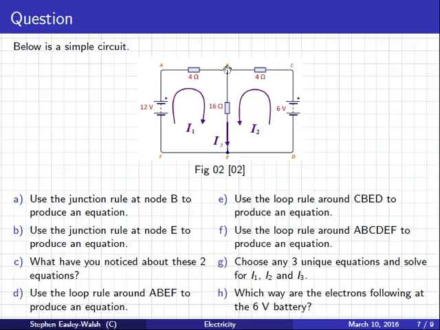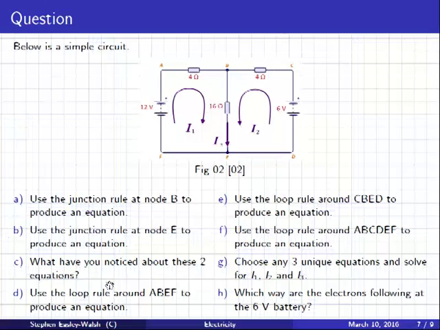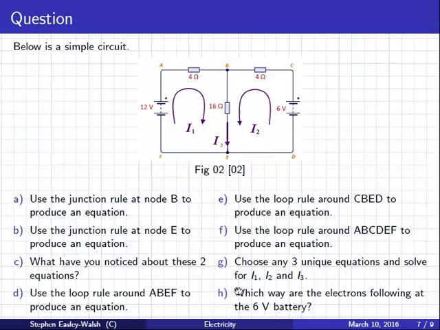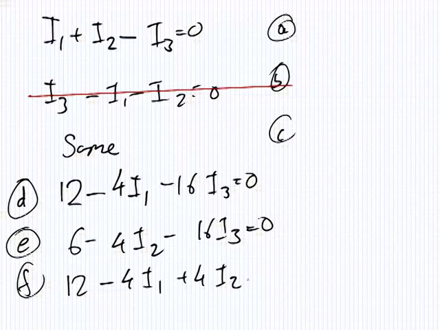Okay, fair enough. 12 minus 4i1, 4i2, minus 6. No. This is the wrong way. It's the positive with the positive. The battery is backwards. Right, so we'll write that down. 12 minus 4i1 plus 4i2 minus 6 equals 0.